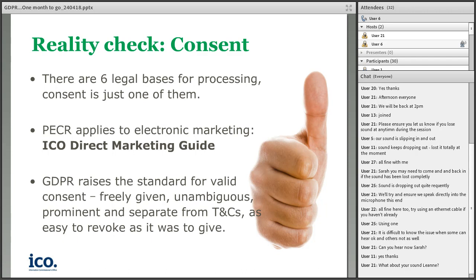So, bit of another whistle-stop tour through consent and other legal basis. Do we have any questions relating to what we've just discussed?